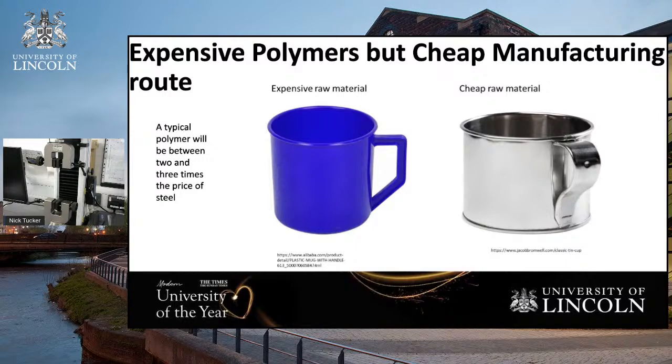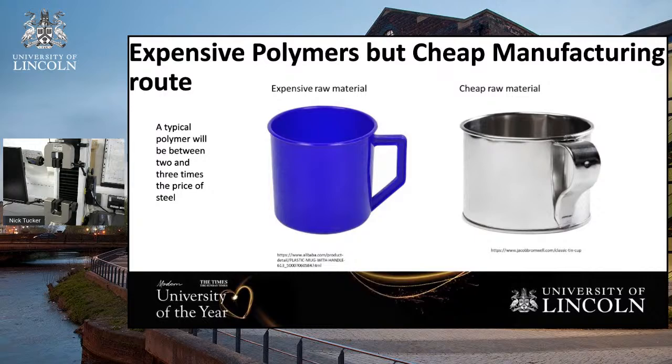And the answer lies in the manufacturing route. If I want to make that plastic mug, I make a mold, have an injection molding machine, and I just squirt molten hot plastic into the mold. 30 seconds later, the mold opens and a finished sellable mug in a choice of colours falls straight out. So the raw material is expensive, but the manufacturing is cheap.